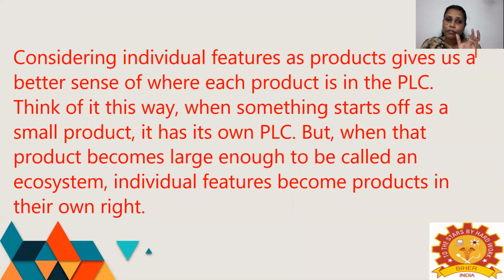So when we start considering individual features as products, this gives us a better sense of where each product is in the product life cycle. It starts off as a small product, but then it has its own product life cycle. But when that product becomes large enough to be called an ecosystem, individual features become products in their own right. So effective and fruitful product life cycle management is the art that a product manager or a marketing manager has to develop over a period of time.